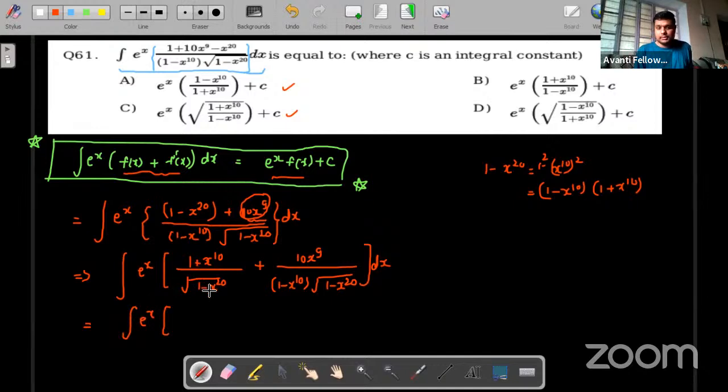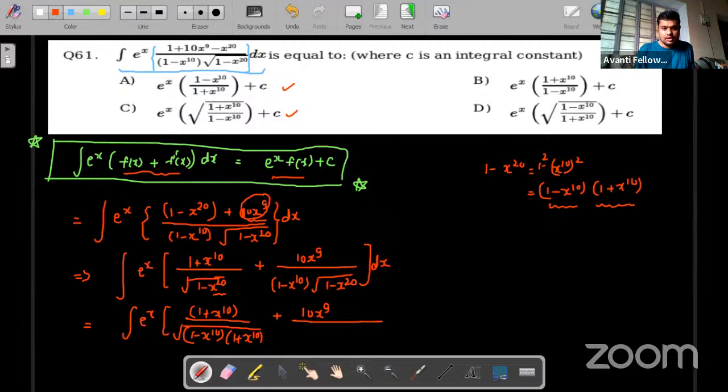Now this can also be simplified because this is again x to the power 20. So I can write in terms of 1 minus x to the power 10 times 1 plus x to the power 10. Okay. So what will happen? In the numerator, I will write 1 plus x to the power 10 upon root of 1 minus x to the power 10 into 1 plus x to the power 10, and rest of the things are as it is. So I have written this again. I hope till now there is no problem.